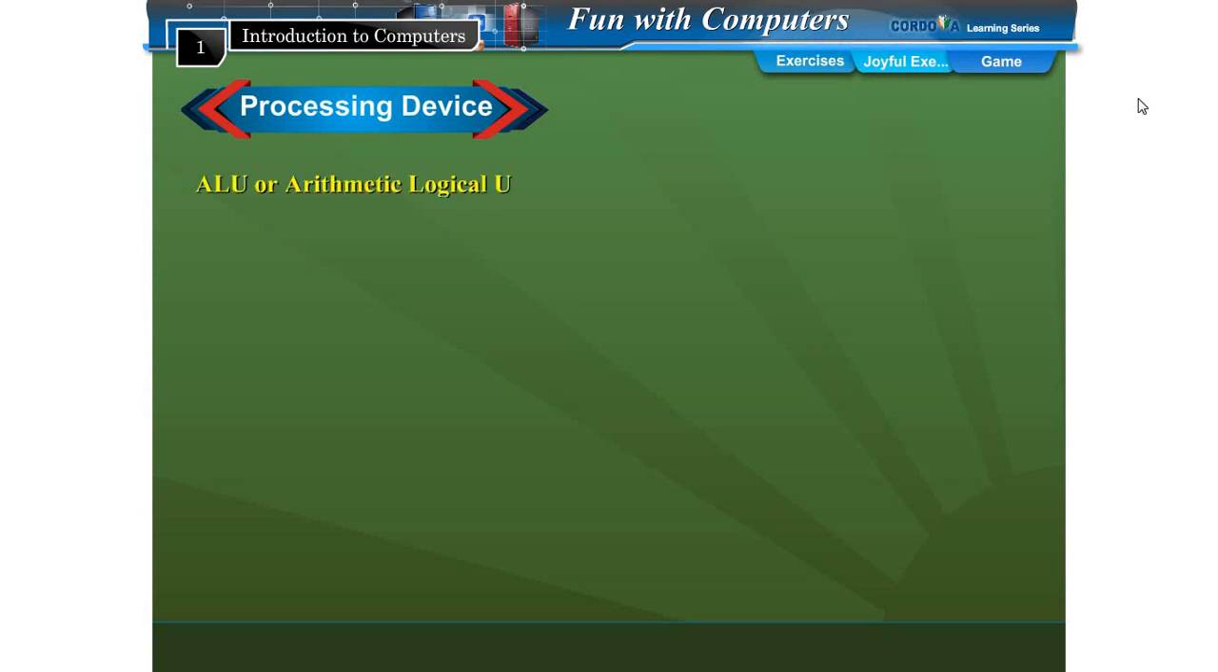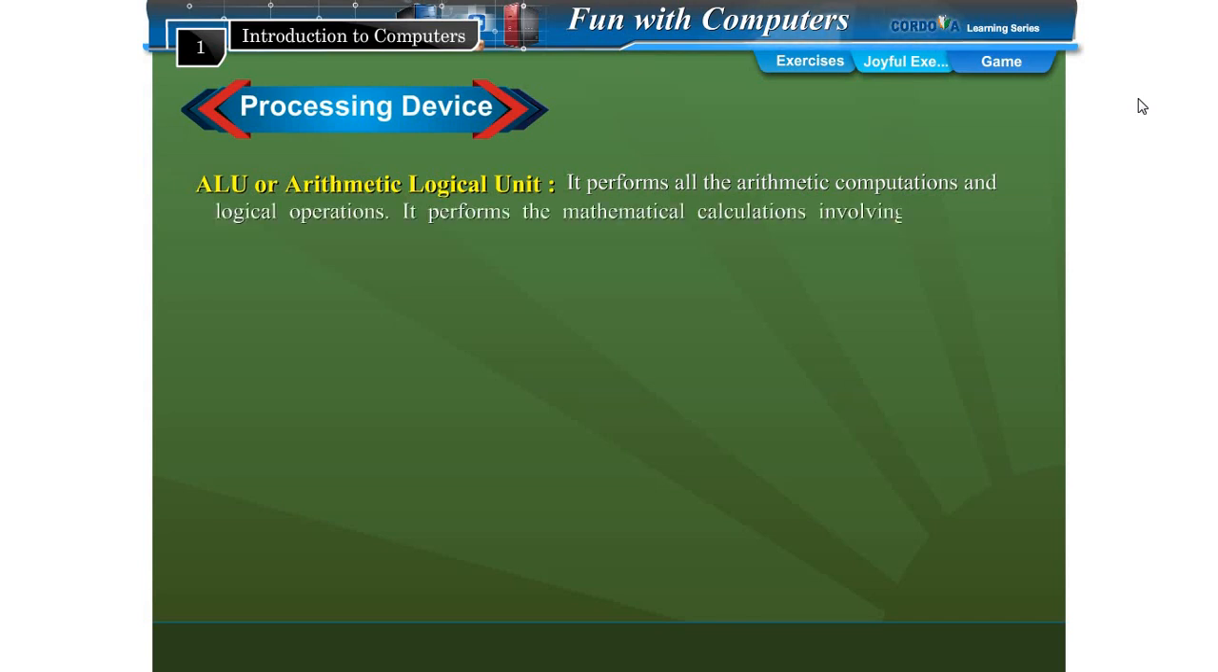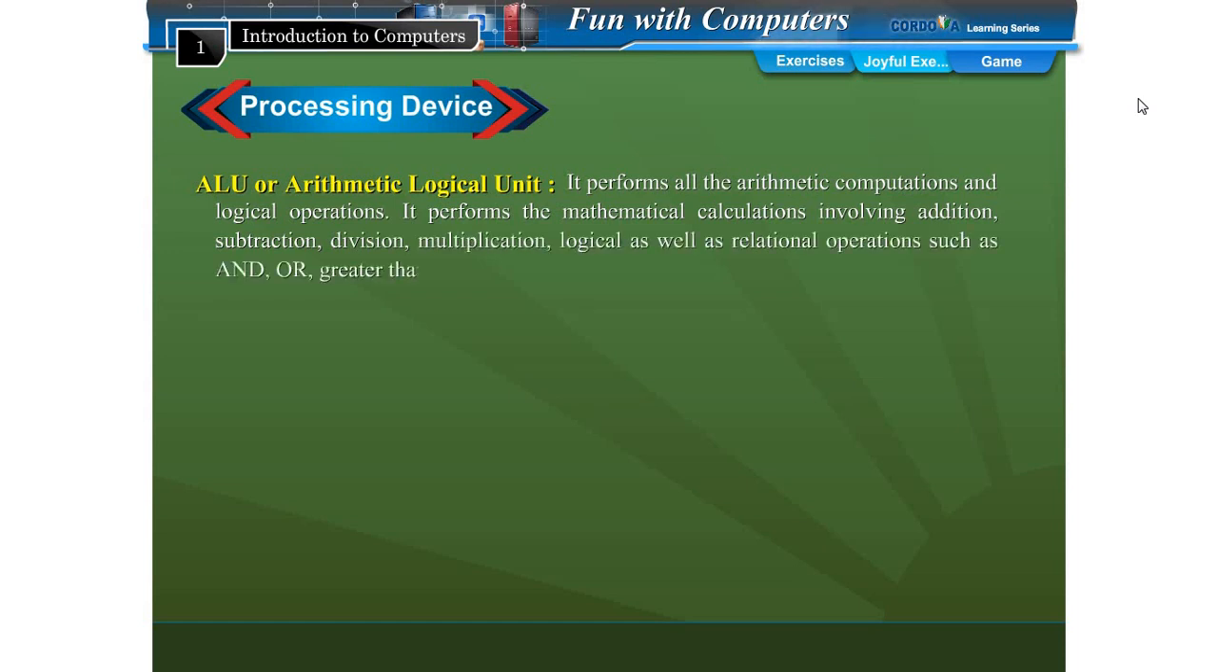ALU or Arithmetic Logical Unit. It performs all the arithmetic computations and logical operations. It performs the mathematical calculations involving addition, subtraction, division, multiplication, logical as well as relational operations such as and, or, greater than, less than, etc.